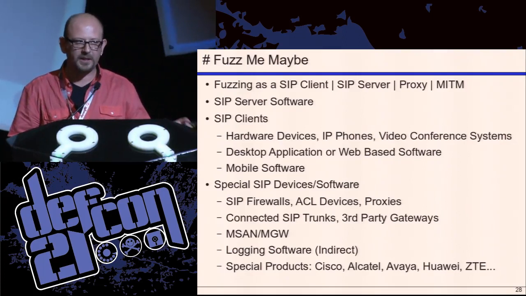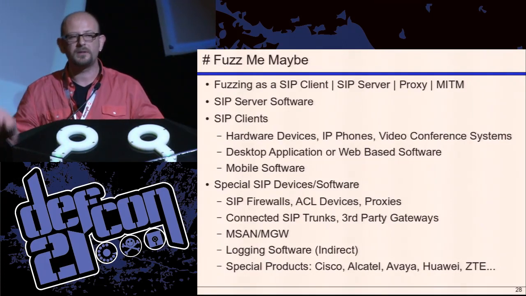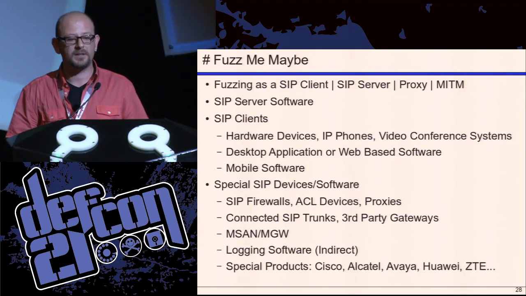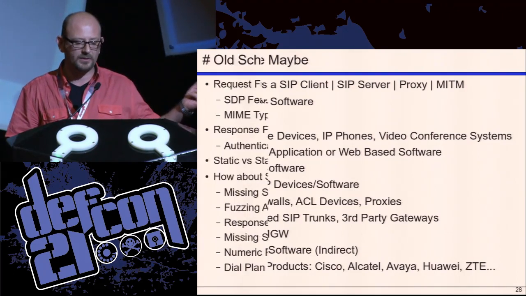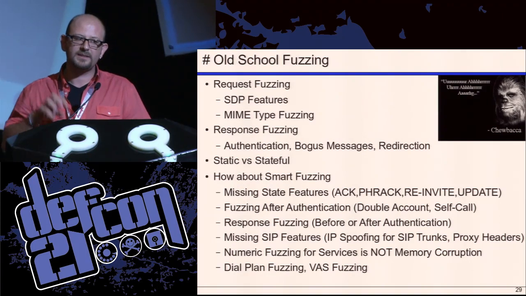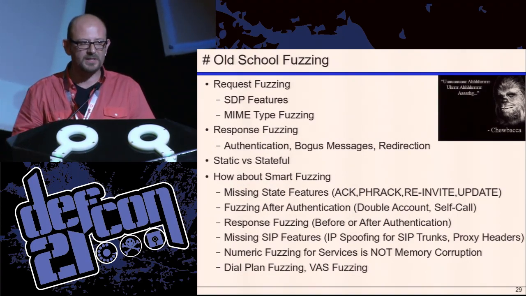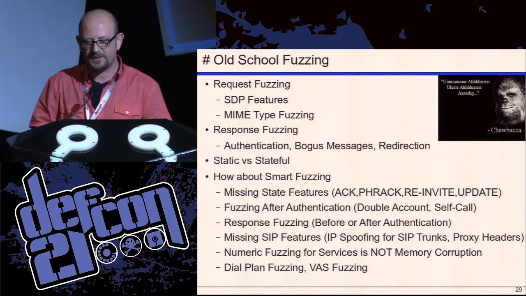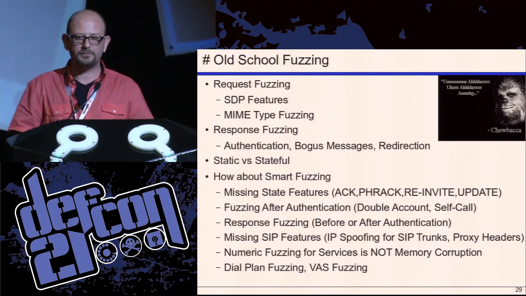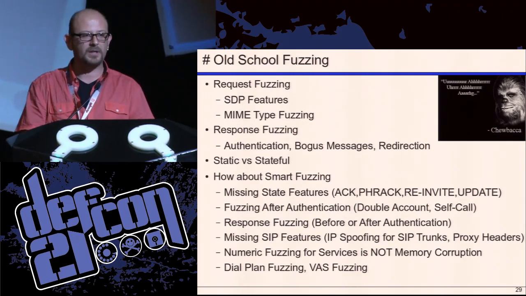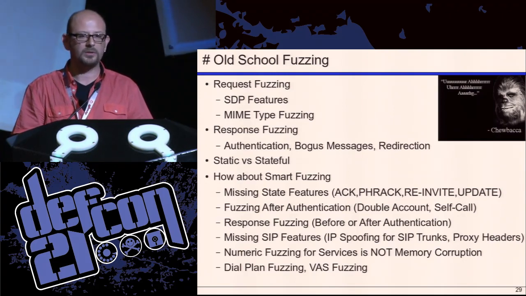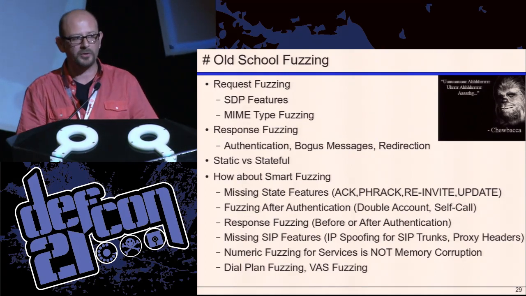We can fuzz it in many ways, acting just like a SIP server, SIP client, MITM attack, or acting like a proxy or something else. But old school fuzzing is not sufficient. Request-based and response-based fuzzing have a few differences. Request-based fuzzing is popular, and we have many tools for request fuzzing. But they have no state feature. They cannot track a call, and they cannot fuzz during a call.